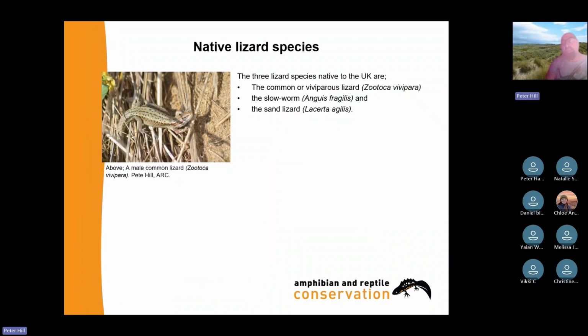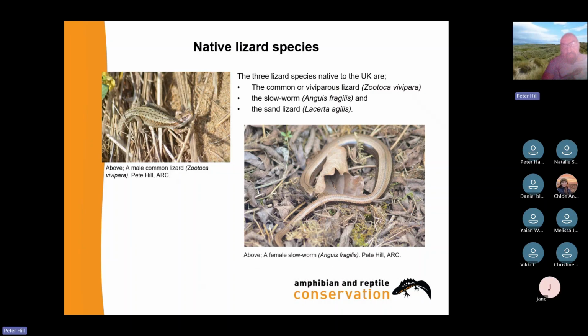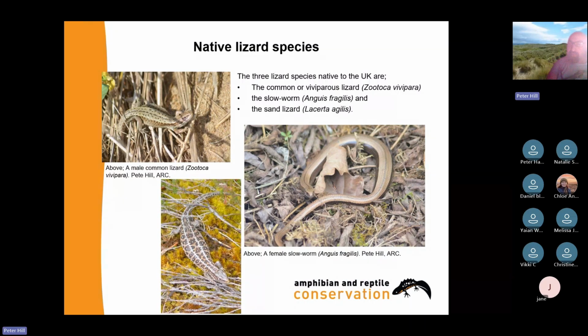So our 3 native species, common or viviparous lizard. Viviparous lizard literally means live bearing. The slow worm, Anguis fragilis, that's a reference to its ability to shed its tail. Also live bearing, viviparous. And then our other native lizard species is different to the others. It's the rarest we have.